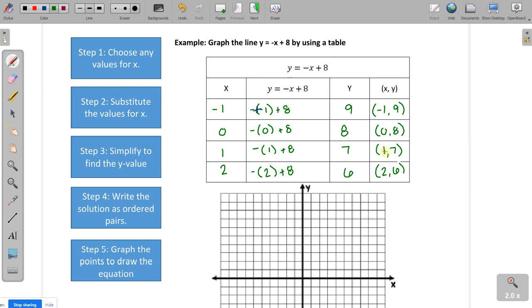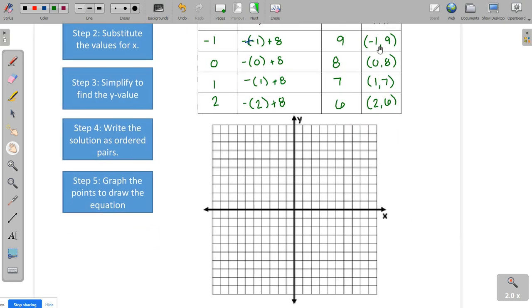After we have our table and our points, we are going to graph it. So the first point we have is negative 1, 9. So we're going to go over 1, down 9. And then we have 0, 8. We don't move, and then we go down 8. 1, 7. Go over 1, down 7. And 2, 6. To the right 2, down 6.